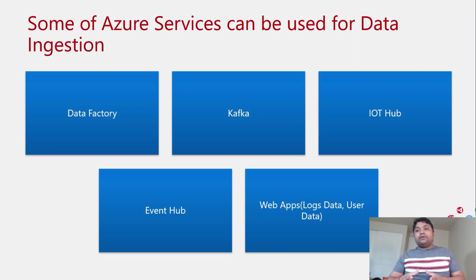We have Kafka from the open source world, where we need to stream some of the data. If we need any scenario for IoT, we have IoT Hub. If we need anything eventing related, we have Event Hub. And we have web apps, where we can connect with web apps and App Insights to log user data and user events. So some of these data services are used for data ingestion purposes.